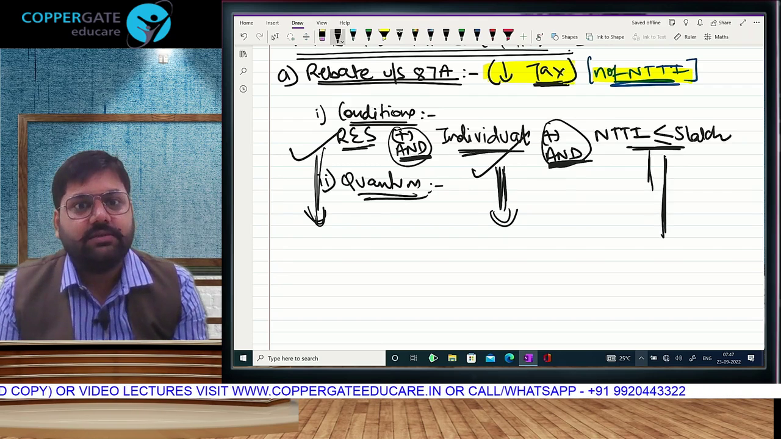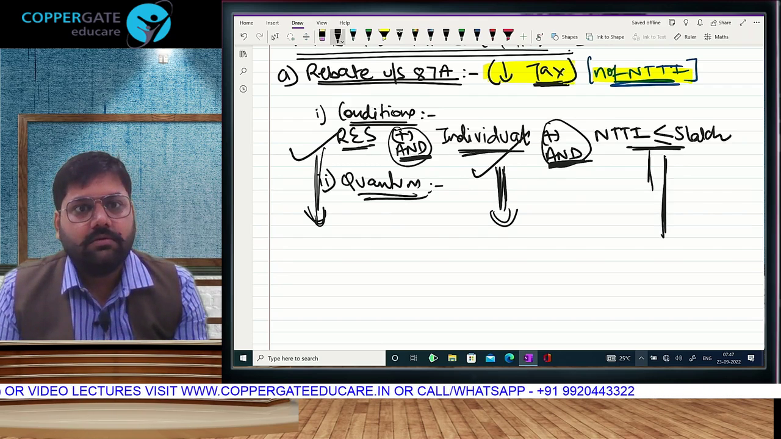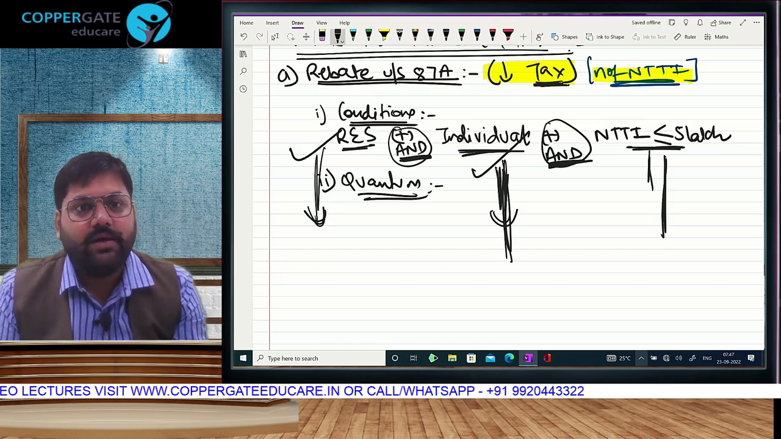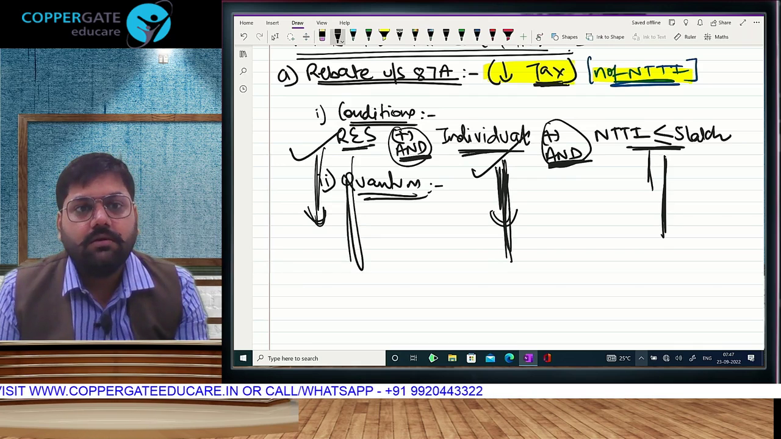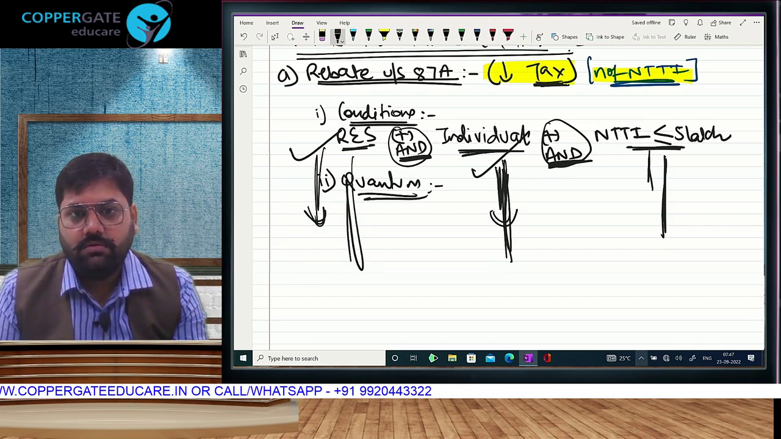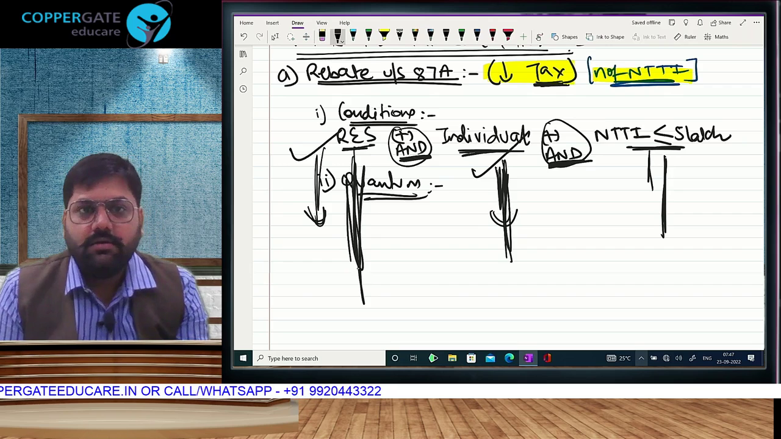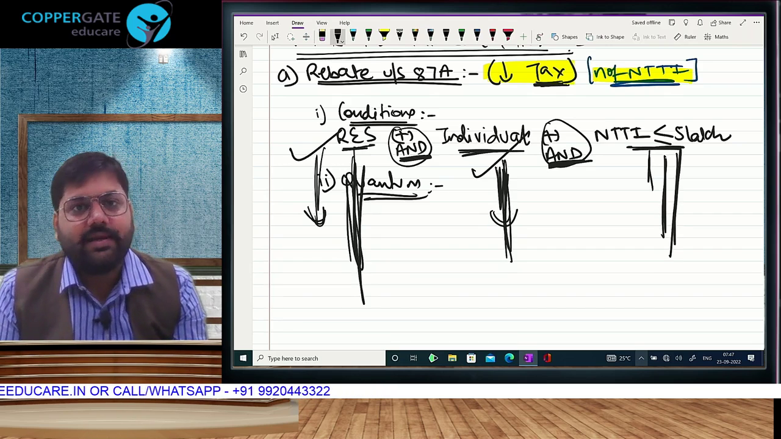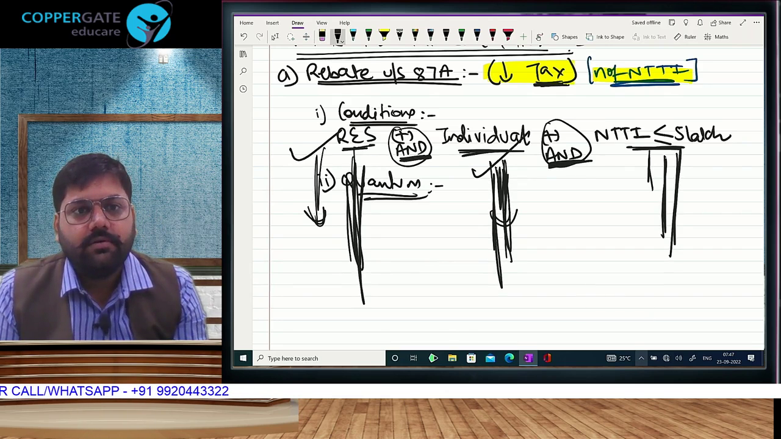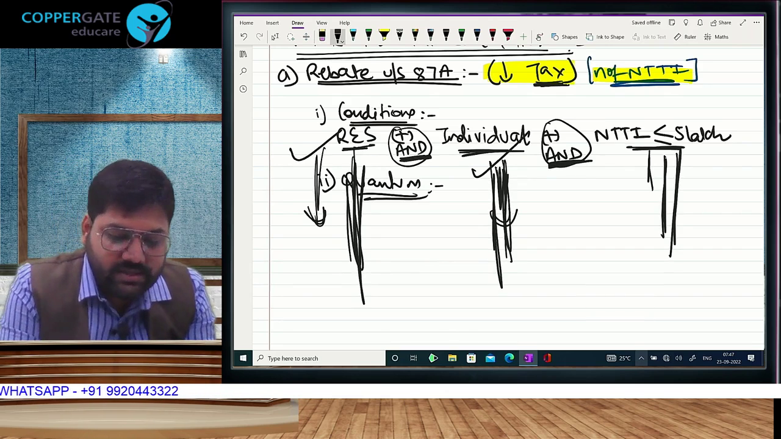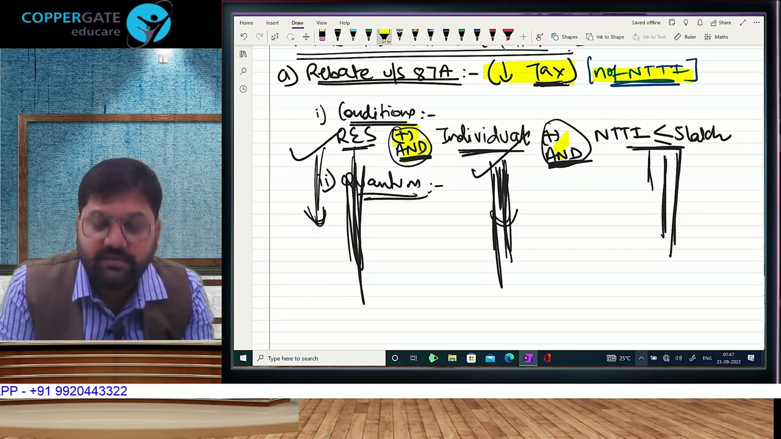Income 4 lakhs. Assessee is individual, non-resident. Not allowed. Okay. Resident, income 4 lakhs, HUF, not allowed. Now you understand the importance of cumulative condition.